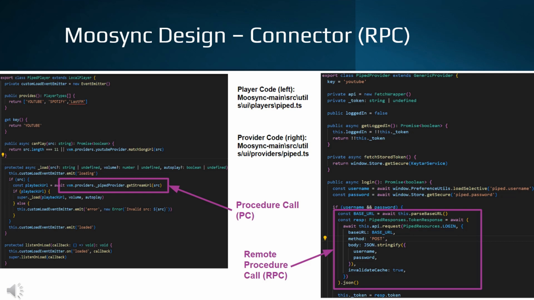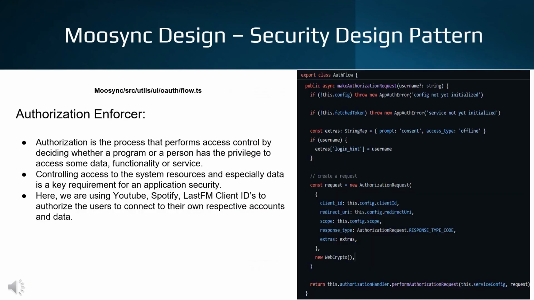Please note that partial code is shown for all of these screenshots, and the complete code can be found in the MOOSYNC GitHub repo based on the file paths that are provided within these slides. Let's look at the security design patterns.